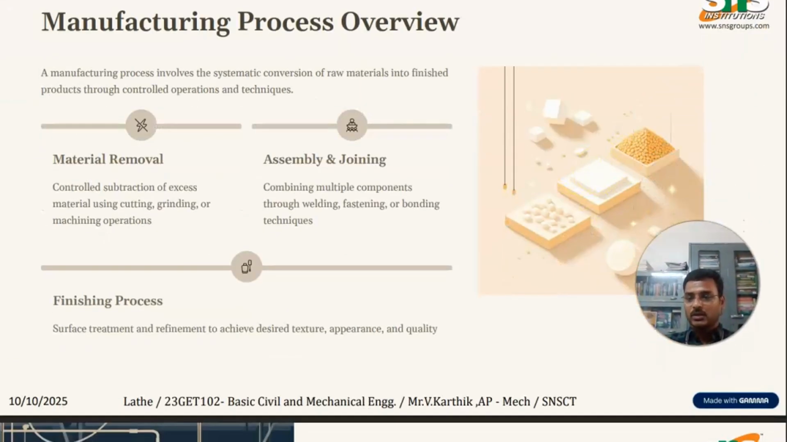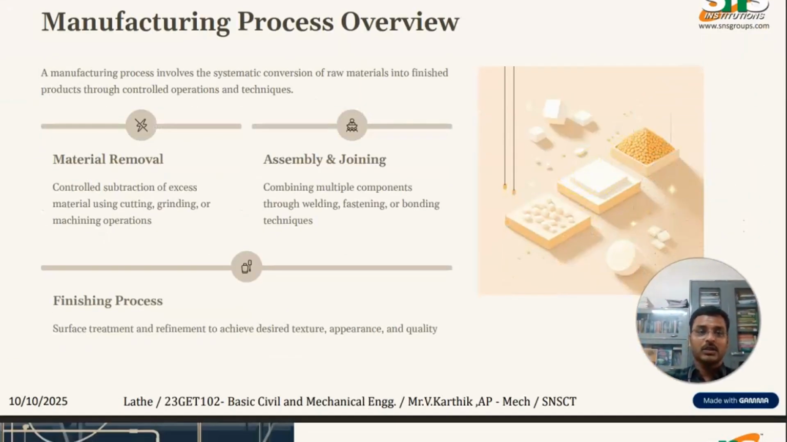Before going for the lathe types and its lathe operations, we'll see what is meant by the manufacturing processes. Manufacturing process is one of the major areas in mechanical engineering, where the raw materials will be converted into the products with the help of some of the machines and its operations. The definition given is: the manufacturing process involves the systematic conversion of the raw material into the finished products through the controlled operations and techniques.